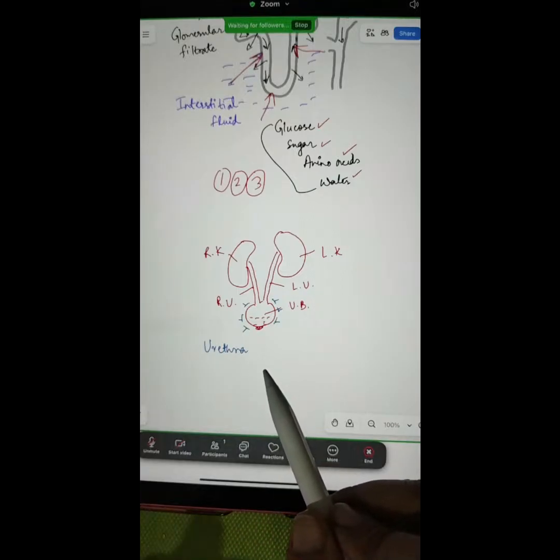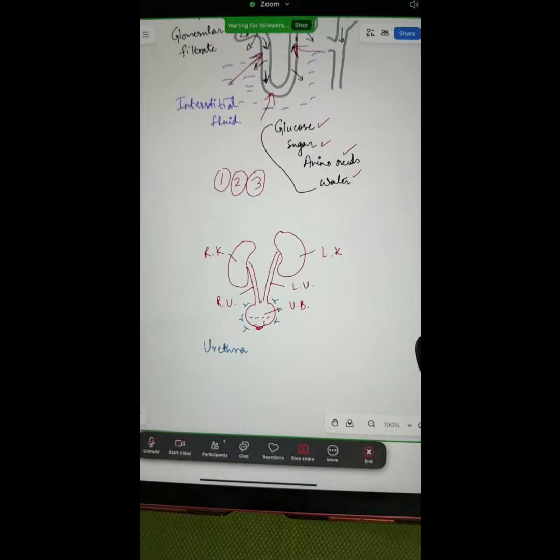Remember, in boys, the urethra is extra long in comparison to girls. That is why in boys there are lesser chances of getting urine infection, whereas in girls there are more chances of urinary tract infections, which are also abbreviated as UTI, right? So this was all regarding the excretory system. Why do we call it the excretory system? What is its function? What are the organs that make it up, and how is the urine formed?